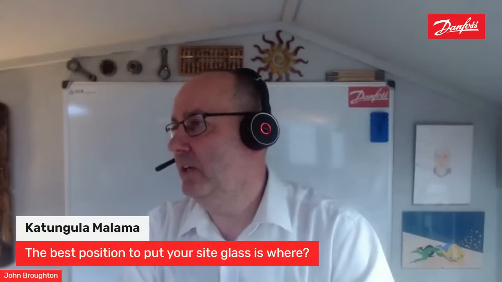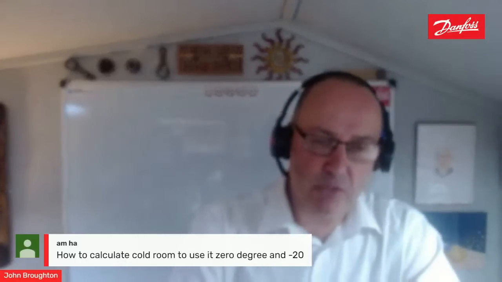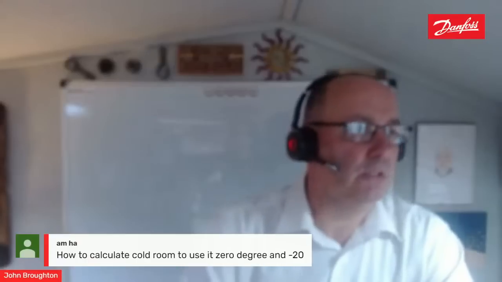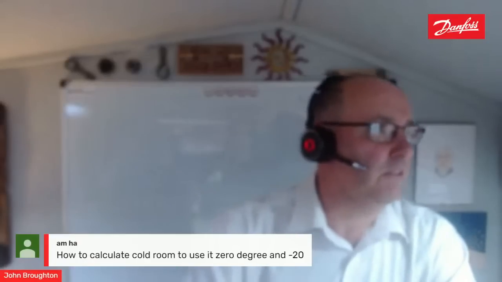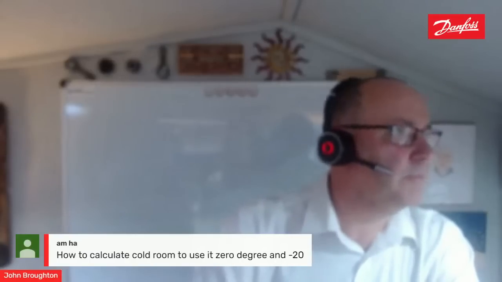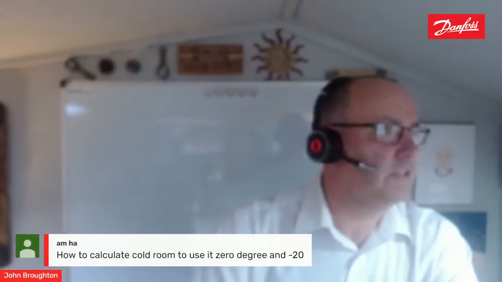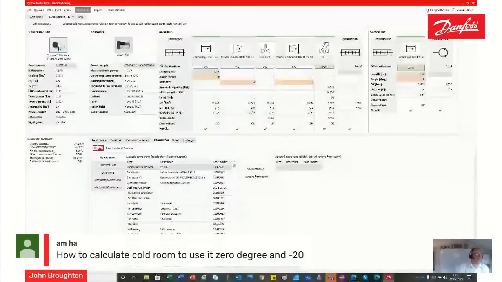How to calculate a cold room to use at 0 degrees and minus 20 degrees? We have to be careful, and this all comes back down to the operating envelope. Let me go back to my system, swap over to the Coolselector screen, and go back to the operating envelope again.